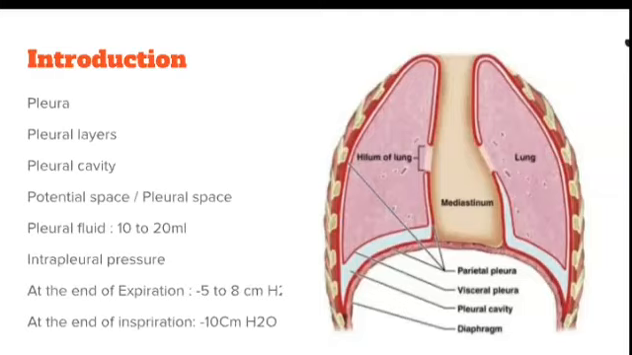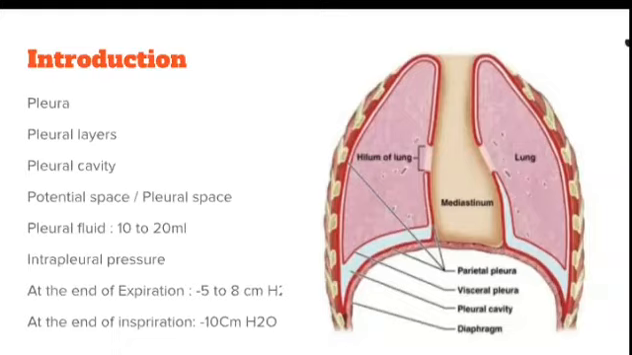This pleural cavity has some fluid as well as some pressure. So what is the pleural fluid? It is the fluid present between the visceral and the parietal pleura. It is around 10 to 20 ml. And this intrapleural space has a negative pressure which helps in the movement of the lungs. During inspiration and expiration, it reduces the friction, and it gives some surface tension which helps the lung to expand.